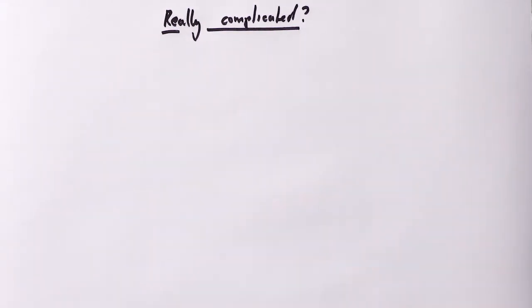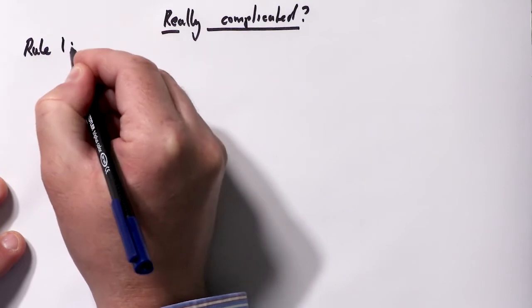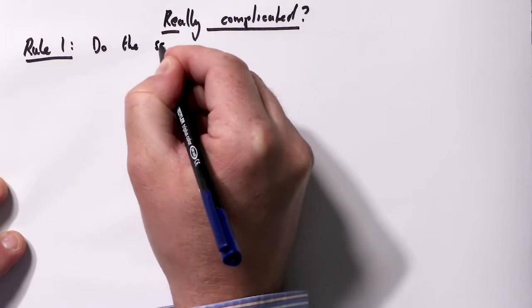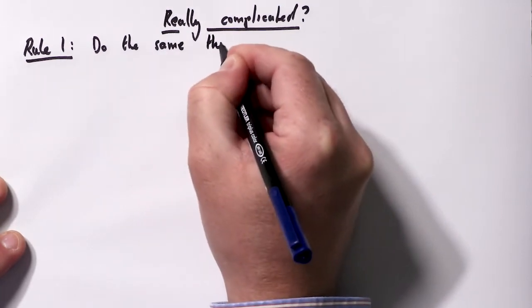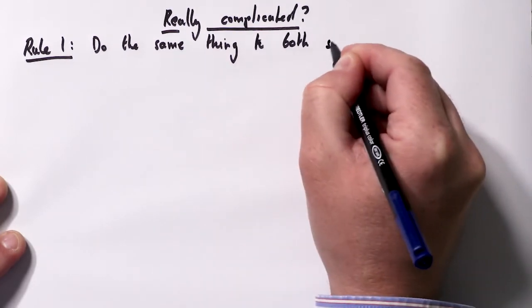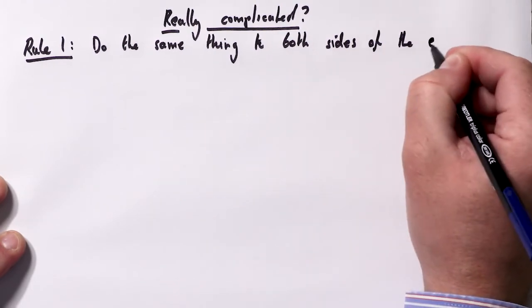Well, yes, we can, because we're still following the same two simple rules. And I'm going to write them out again, because if we keep writing these things out and you keep them in your mind, you should be able to tackle any equation, no matter how complicated it looks. So what are those two rules again? Rule 1: you do the same thing to both sides of the equal sign.